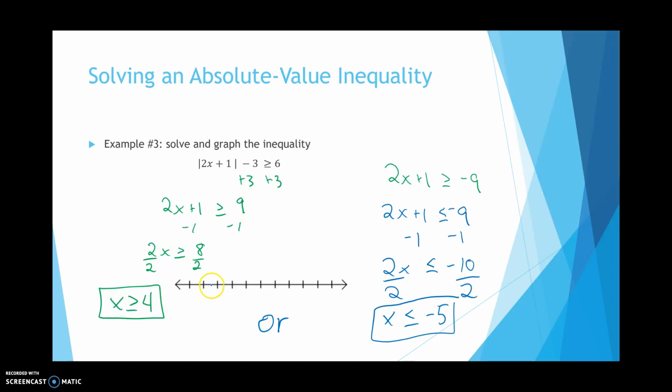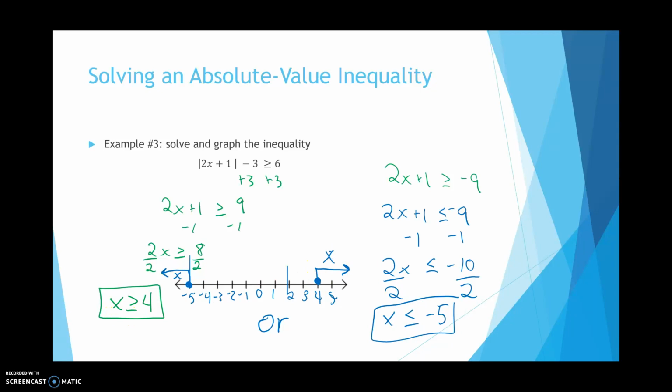So we would have an open circle here at negative 5. I'm sorry, we have a closed circle at negative 5. x is less than or equal to negative 5, so we're shading to the left. x is everything to the left. And the green situation here, we go over to 4. That's going to be a closed circle at 4. x is greater than or equal to 4, so we're shading to the right.